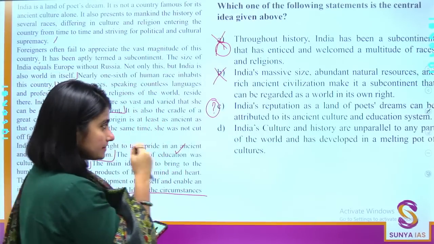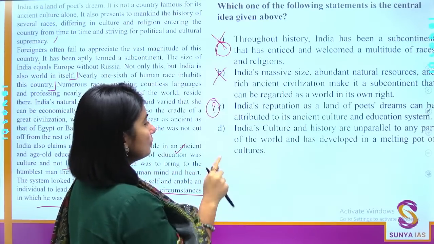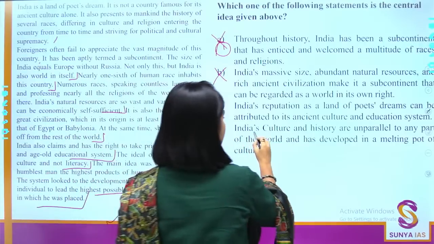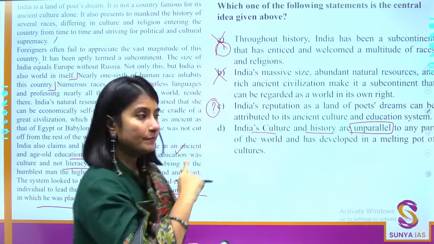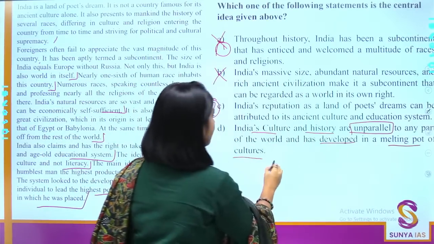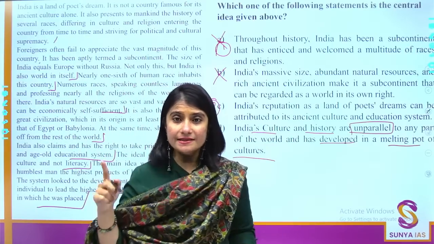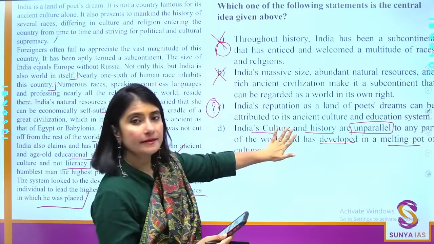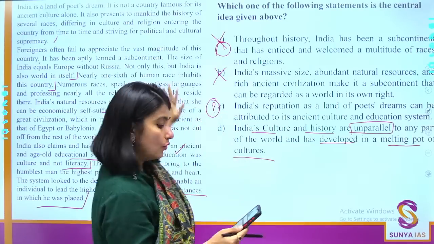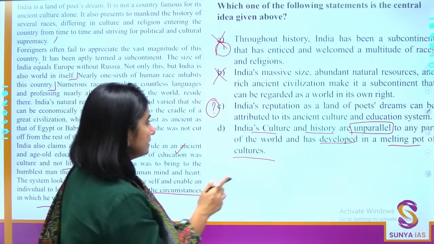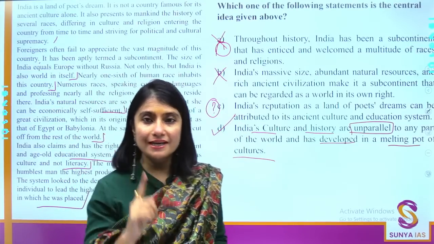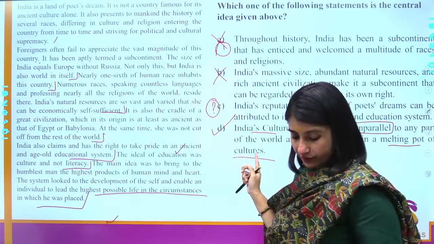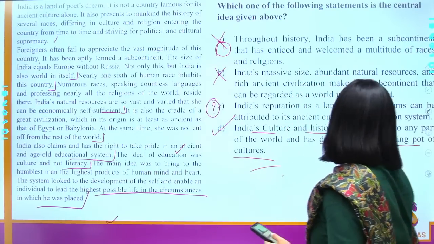Okay, so here, India's culture and history are unparalleled to any part of the world and has developed in a melting pot of cultures, right? So we are saying culture and history are unparalleled because we have compared, and it has developed into a melting pot of cultures. So this option is talking about 2 to 3 ideas combined together, and you can say this thing and this person will understand what would be the content of the whole passage. Okay, so our answer here is D, because it is more relevant. We are going to do only UPSC level examples, nothing less than that. So this was your first question, and I'm very glad that a lot of you answered correctly.